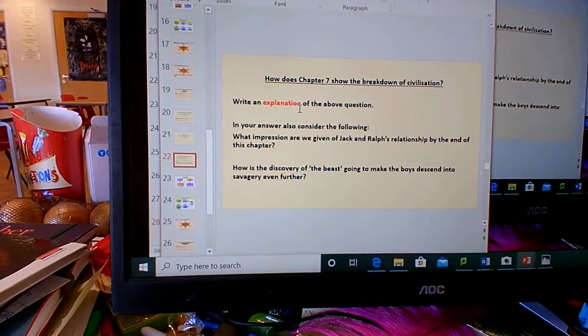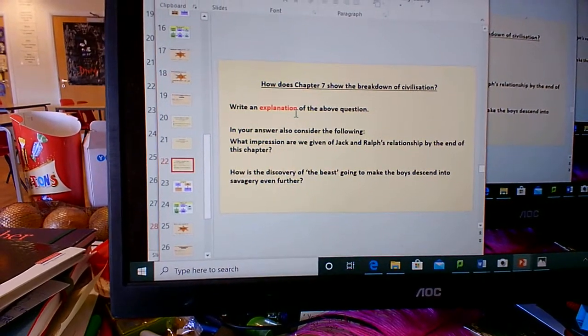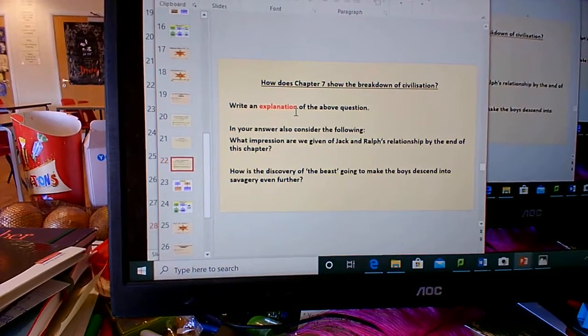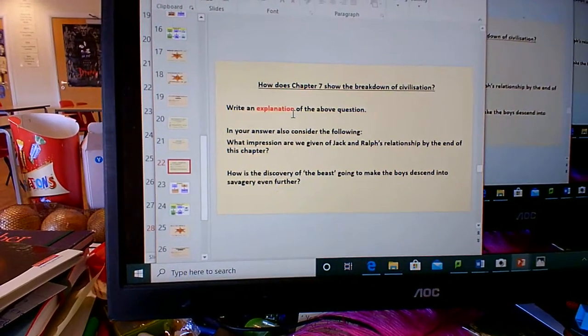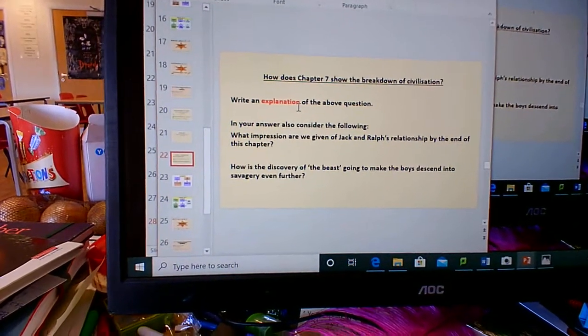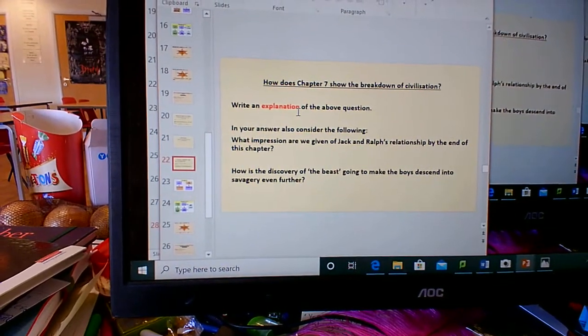Okay, we're going to be building up over the next week or so to doing an essay, which your class teacher will mark properly for you, and I will do a proper, more lengthy lesson in terms of modelling and exactly what that needs to look like.